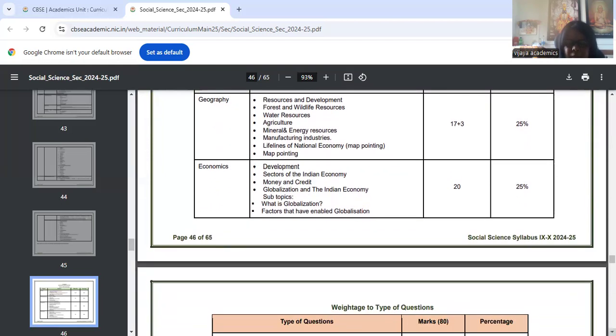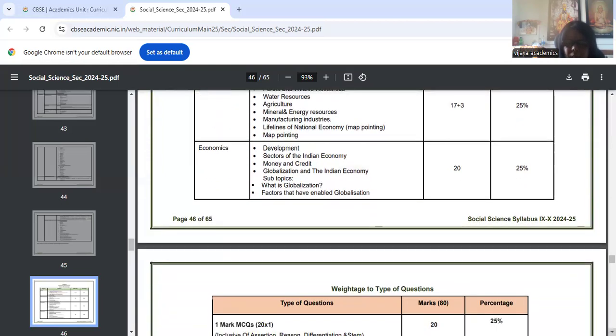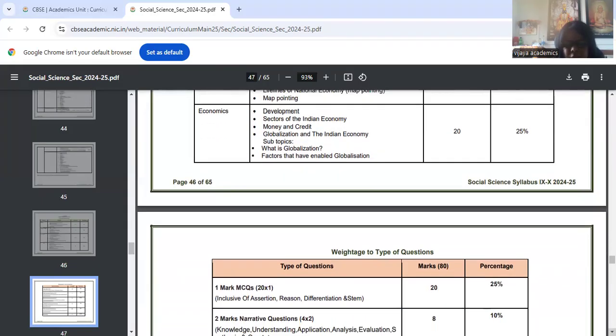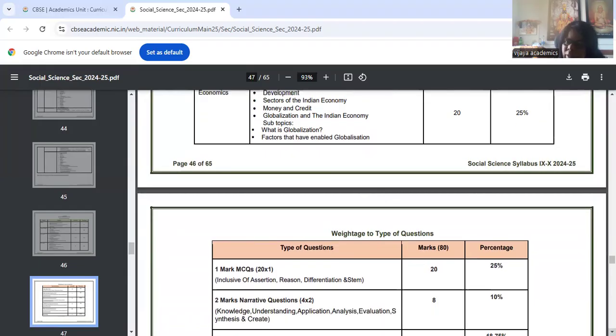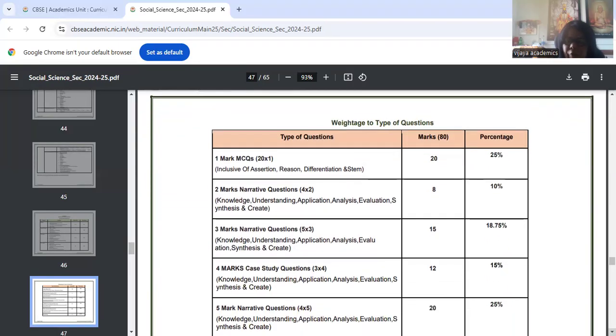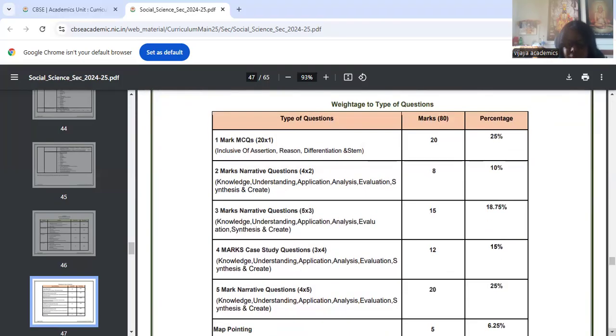Next is economics: development, sectors of the economy, money and credit, globalization and the Indian economy, and subtopics such as what is globalization and factors that have enabled globalization. Marks allocated 20, 25%. Now, here weightage to type of questions has been given. MCQ questions will be there, 20 marks, inclusive of assertion reason, differentiation, and so on. Total marks are 20, that is 25%.